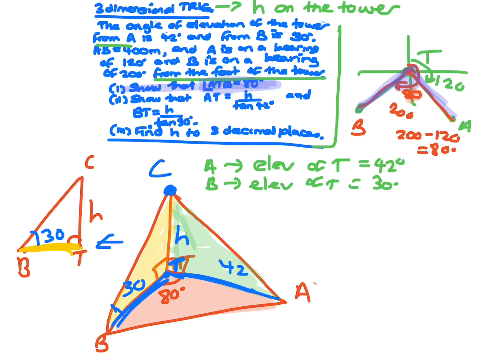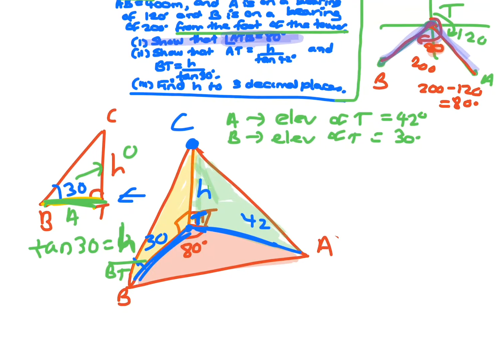Now if you look at trigonometry, that would be opposite, and BT here would be your adjacent. So that means that tan 30 equals the opposite, which is the H, over the adjacent, which is BT. So all we've got to do now is rearrange that.